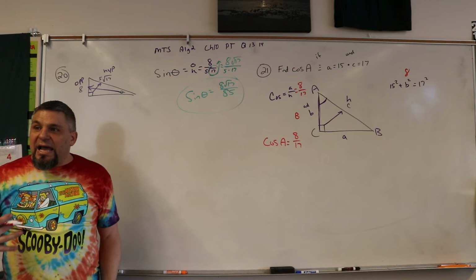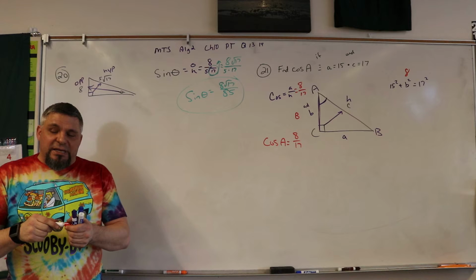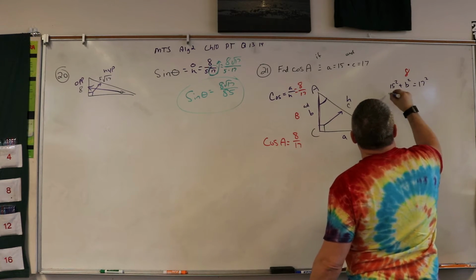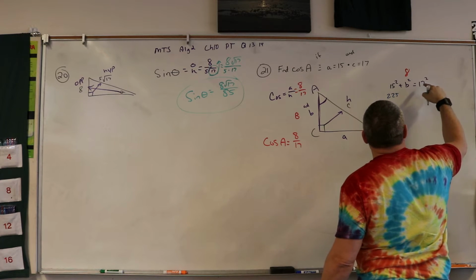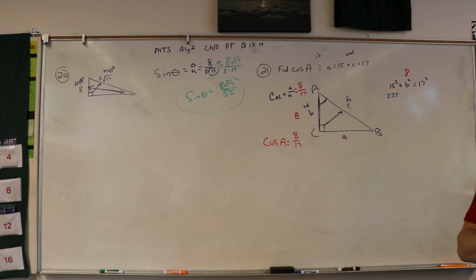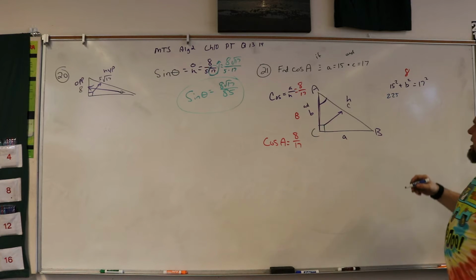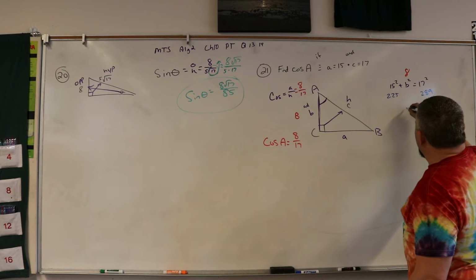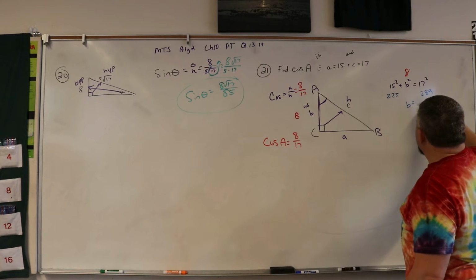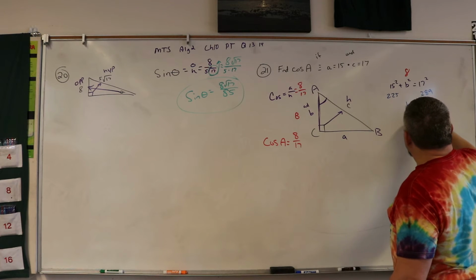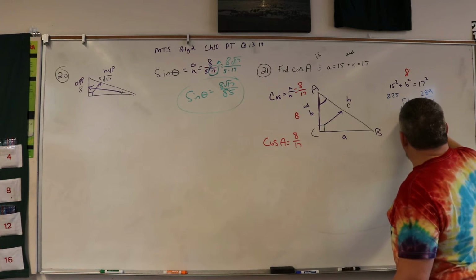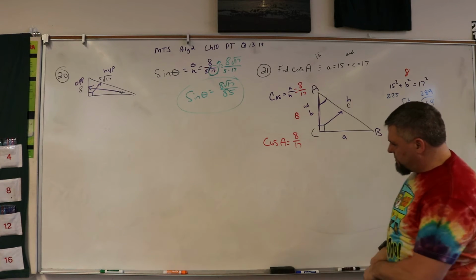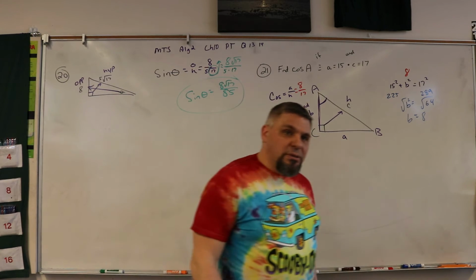Now that's a Pythagorean triple. If you didn't know it or remember it, you would have had to do this, which is 225 plus B squared equals 17 squared. Is that 289? 17 times 17? Yeah, that's 289. Then I take 225 away from that, and I get B squared is equal to 64. Then I square root, and I get B is equal to 8. There you go. Number 21.